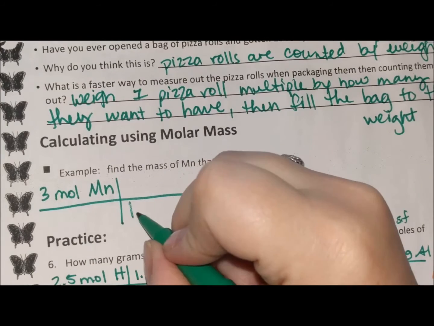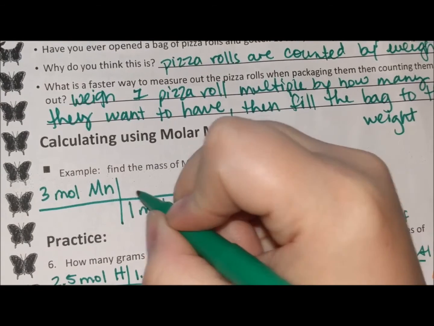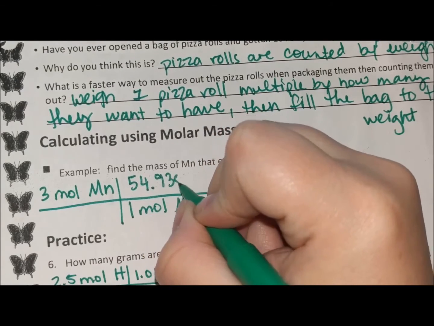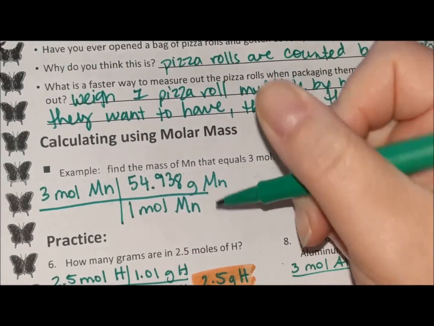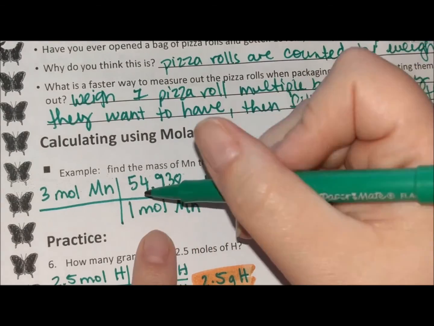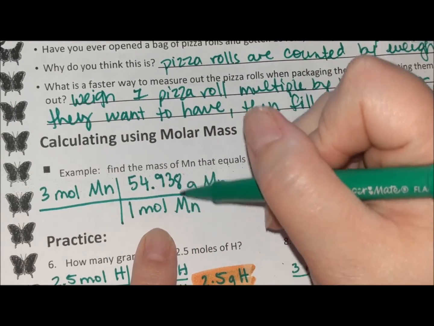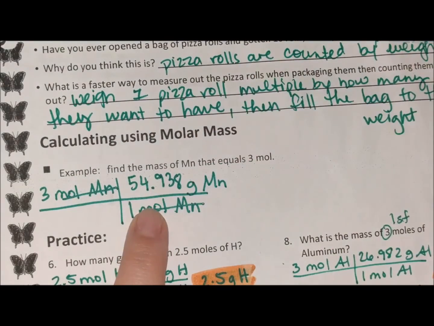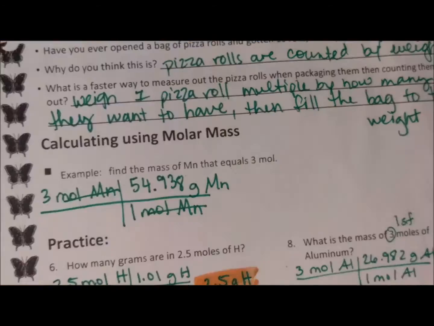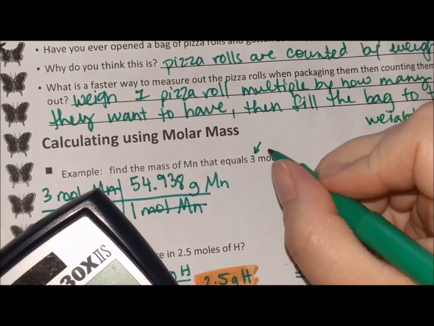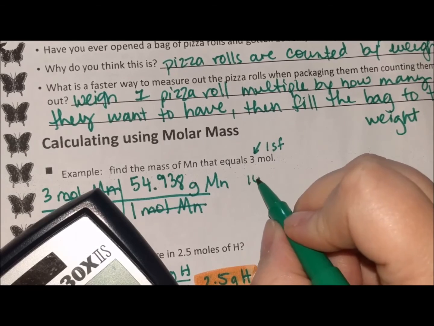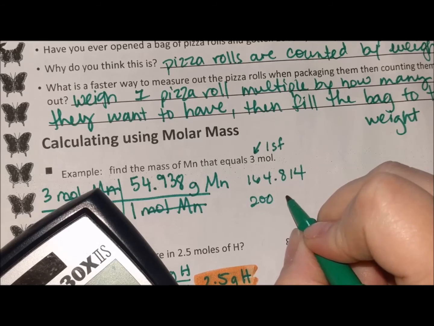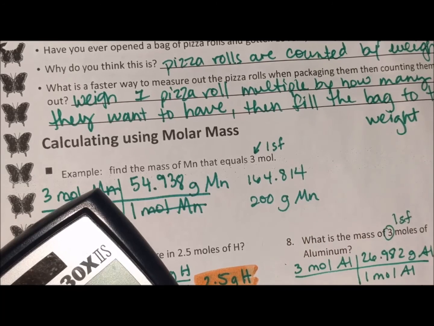So diagonals have to match. So in 1 mole of manganese, I have 54.938 grams of manganese. And if you notice that grams per mole is our unit here, we're using it as a conversion factor. Moles cancel out, and I'm left with grams. So let's do that math. I can only have 1 sig fig here. So this is what I get on my calculator. So I'm going to round that to 200 grams of manganese.